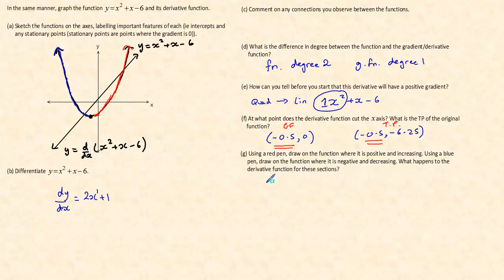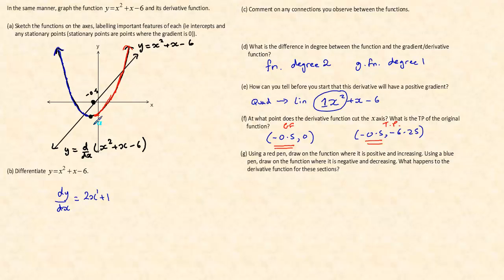What happens to the derivative function for these sections? Well, we found just now that the x-coordinates of the turning point and the 0 on this actually line up. They don't quite on my little sketch here, but they're both exactly at negative 0.5 on the x-axis. We know that.